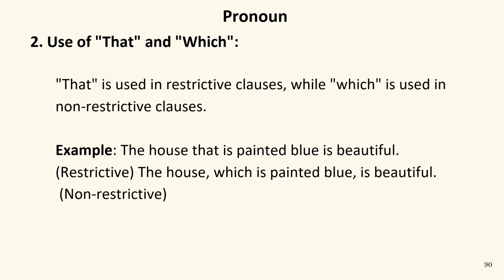Now that is used in restrictive clauses, whereas which is used in non-restrictive, as we have already learned. The house that is painted blue is beautiful. It means I'm talking about only that house which is painted blue. That's why we have used that. The house which is painted blue is beautiful. Now look at the sentence carefully. So I'm talking about the house is beautiful. It doesn't mean at all that it is painted blue. It can be omitted as well, because I'm talking about the house that is beautiful. That's why we have used which.